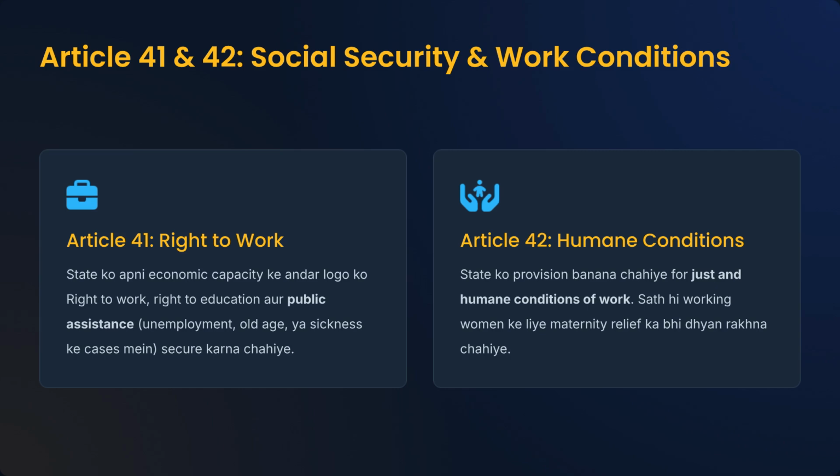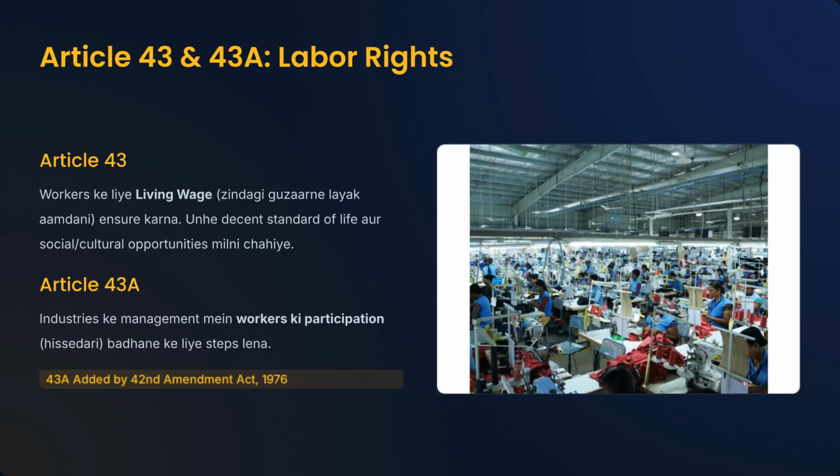Article 41 is the right to work and secure public assistance in cases like unemployment or sickness. Article 42 calls for securing just and humane conditions of work, including maternity relief. Articles 43 and 43A address labor rights. Article 43 mandates securing a living wage for workers and a decent standard of life.